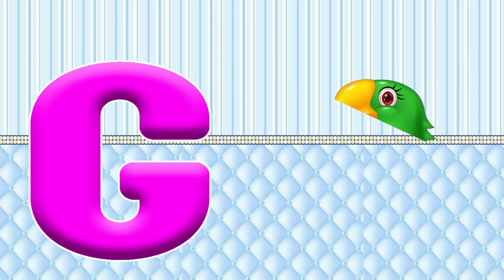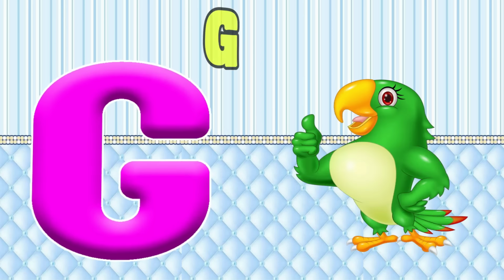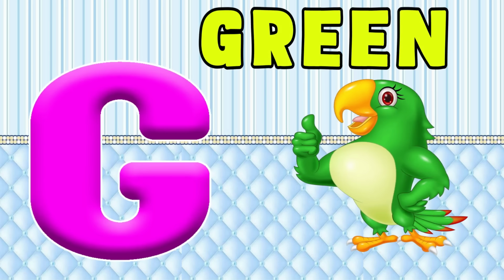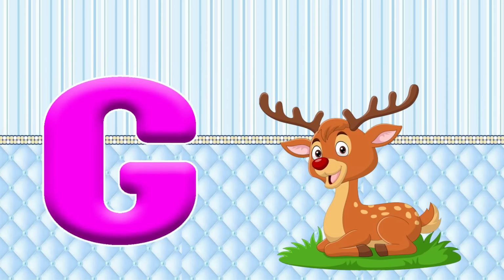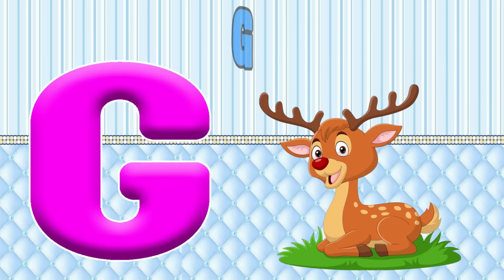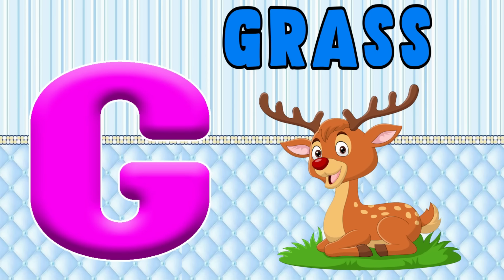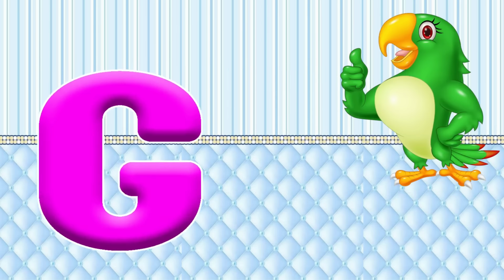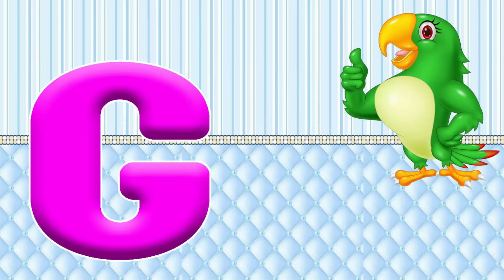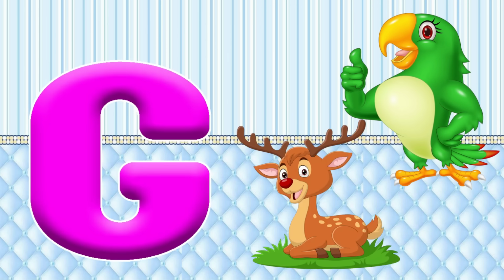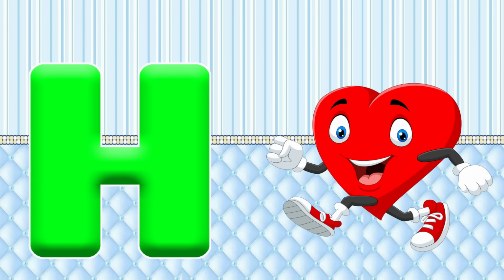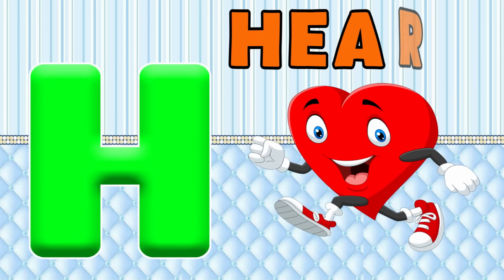G is for green, g, g, green. G is for grass, g, g, grass. G is for g, g, g, g, green. G is for g, g, g, g, grass. H is for heart, ha, ha, heart.